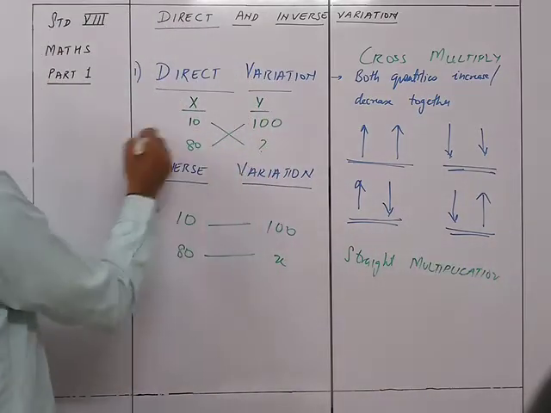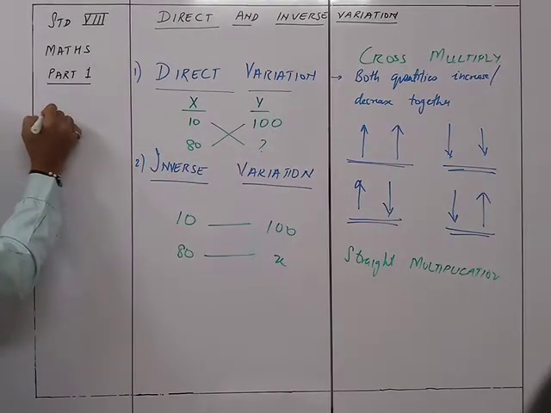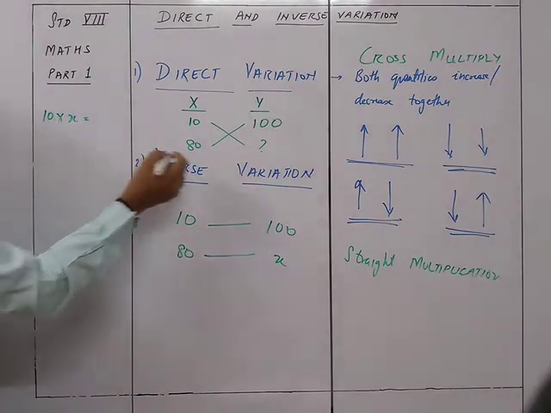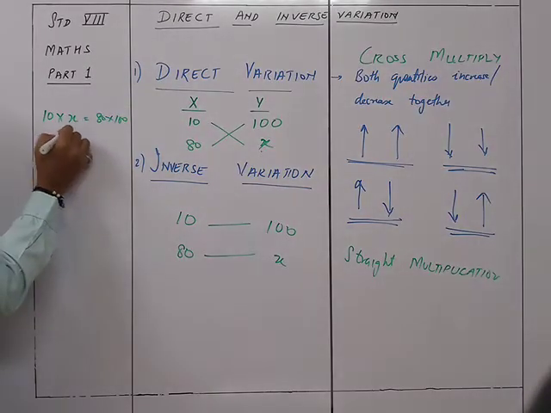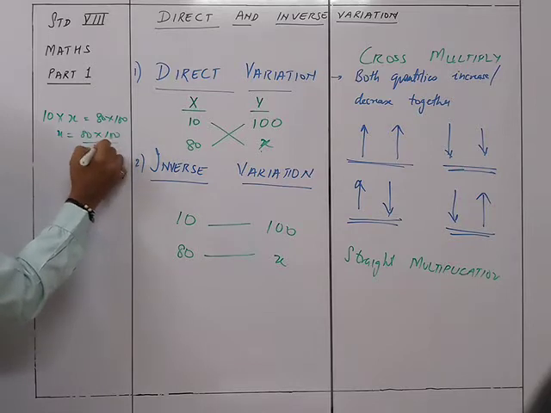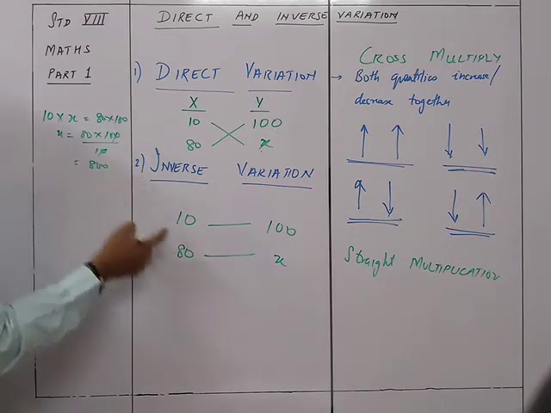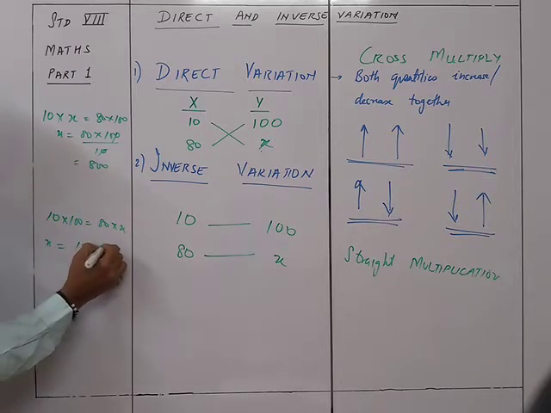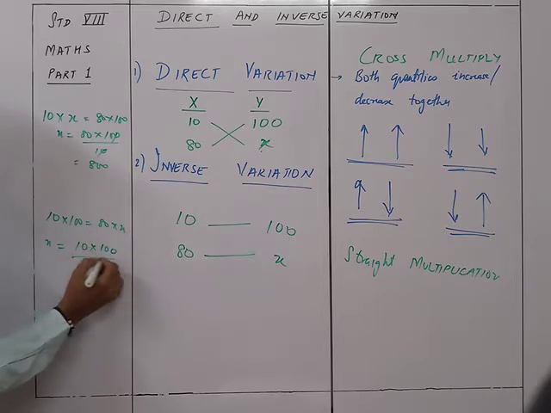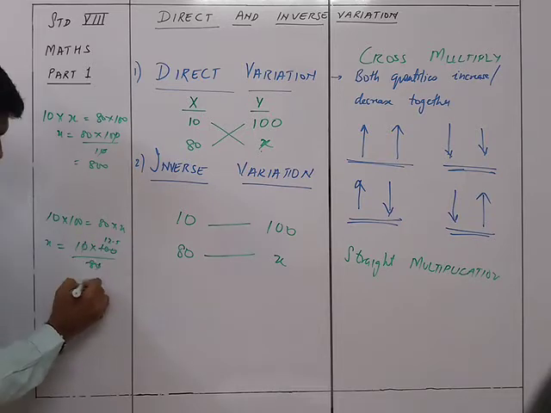So in this case it is this way. In here it is 10 into x is equal to, because you're taking it as x over here, 80 into 100. Therefore x is equal to 80 into 100 upon 10. So that will give you 800. Whereas here it will be 10 into 100 is equal to 80 into x. So x is equal to 10 into 100 upon 80. Whatever answer comes in decimal point, you can take it that way, so this will be 12.5.